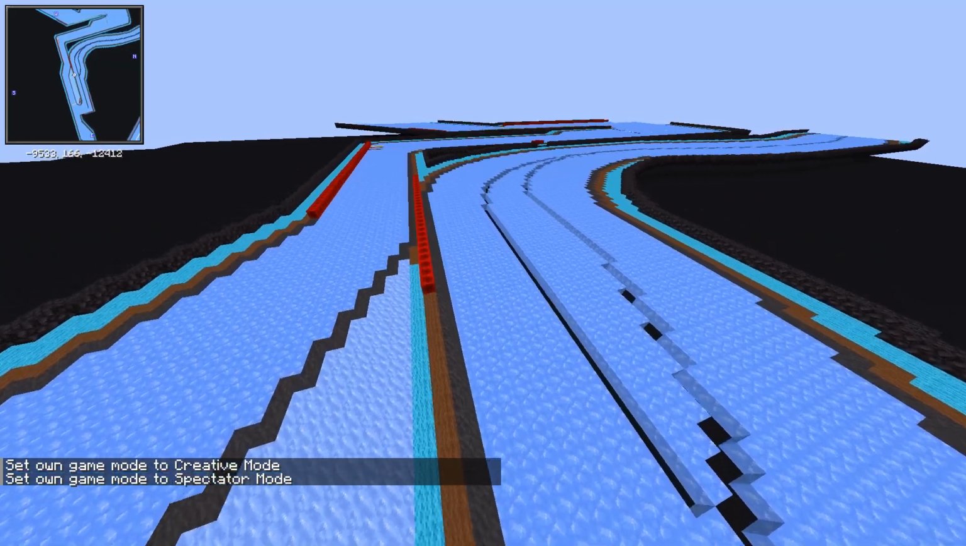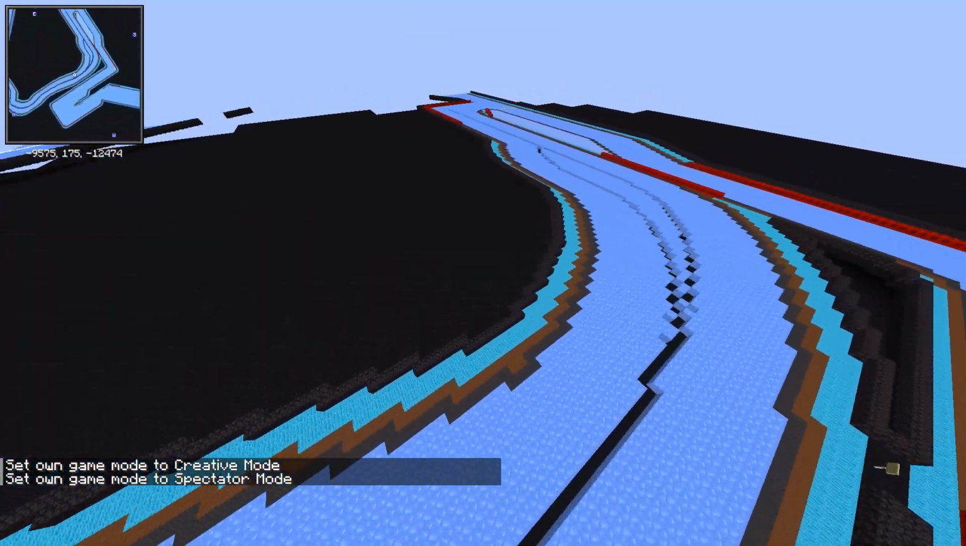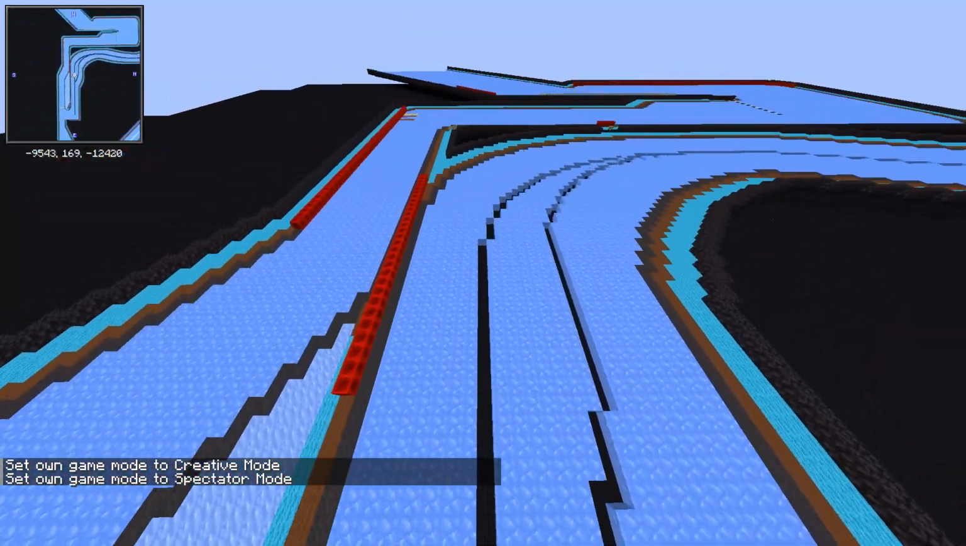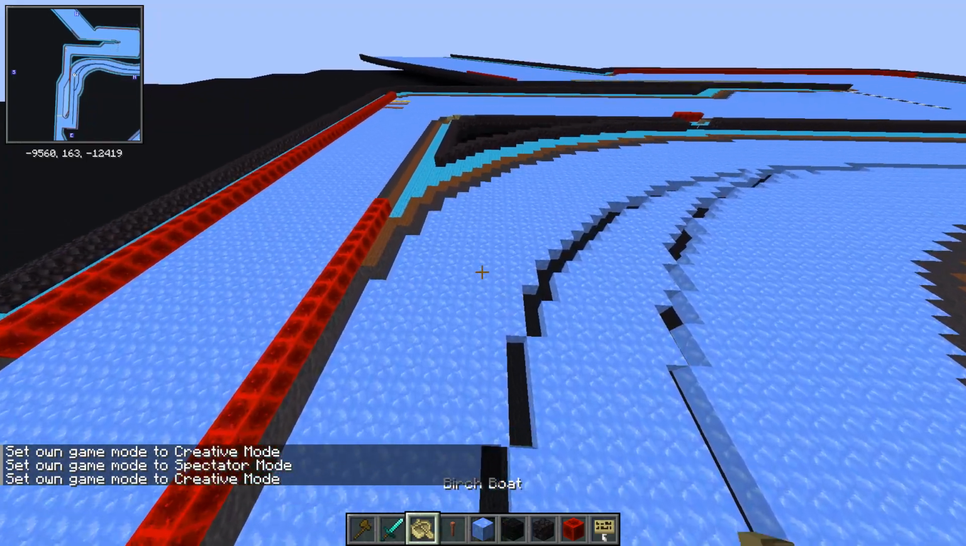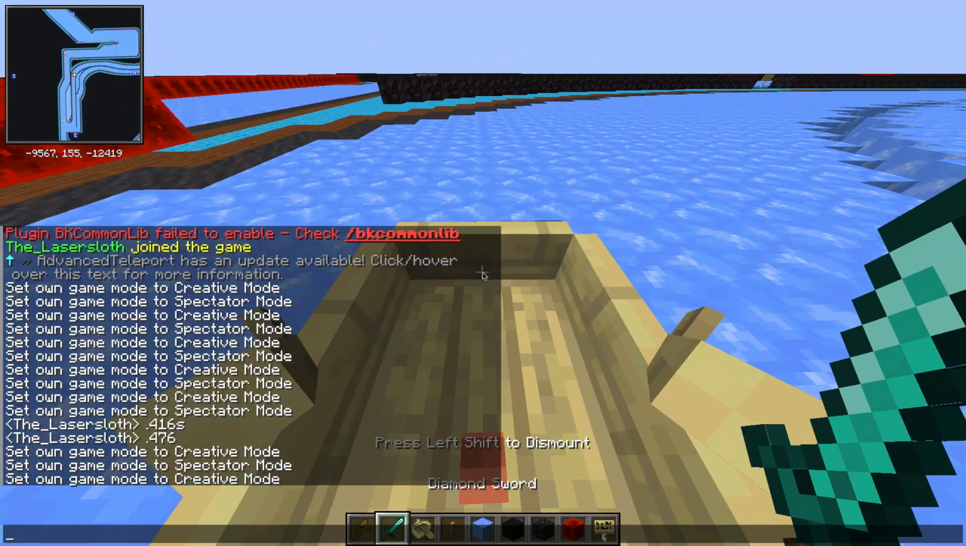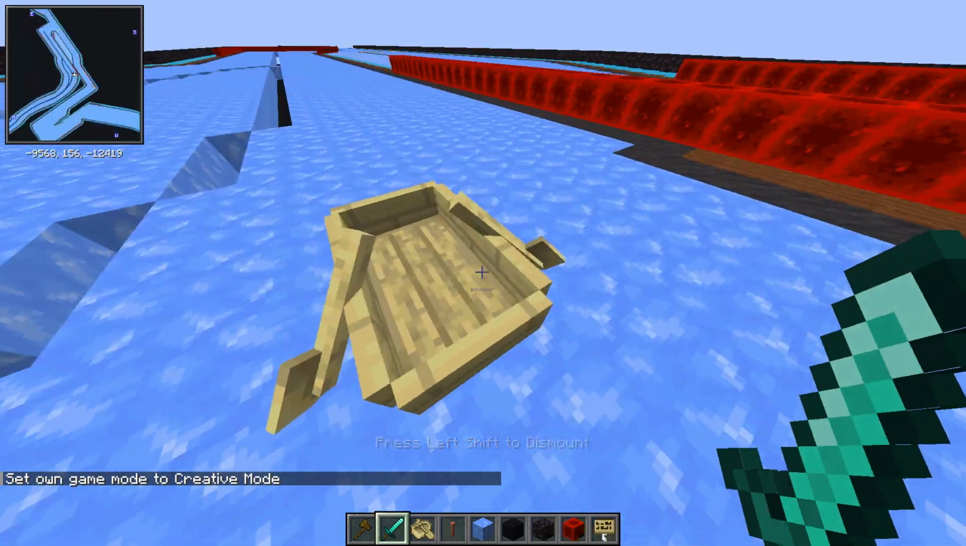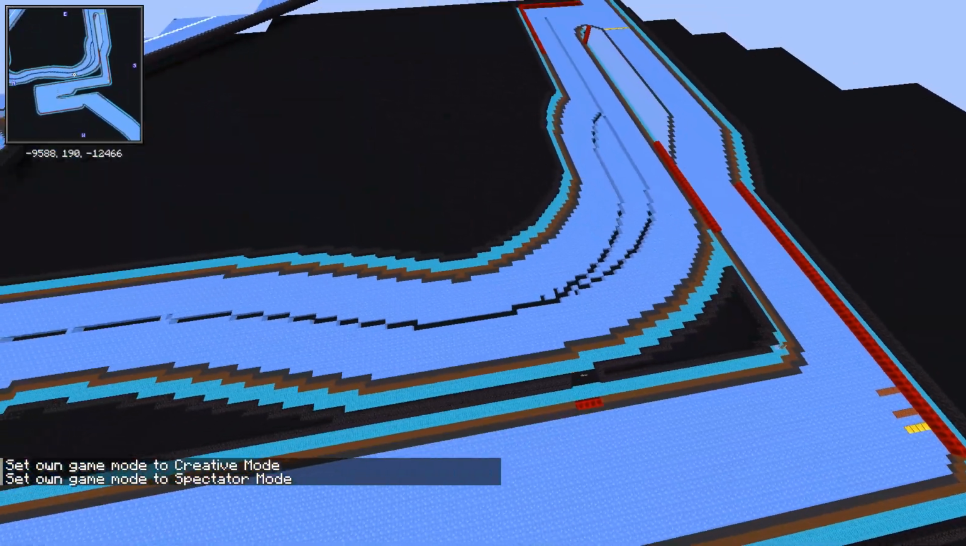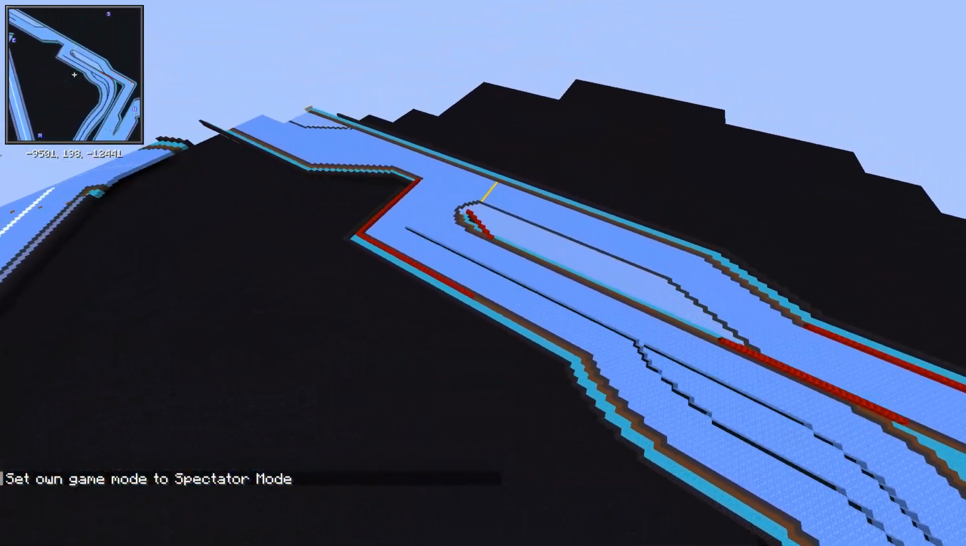I wasn't in the boat, so I didn't have the boat HUD up. I wasn't seeing the ping. Look, it's 287 now. That's crazy. So it could have been different. But yeah.